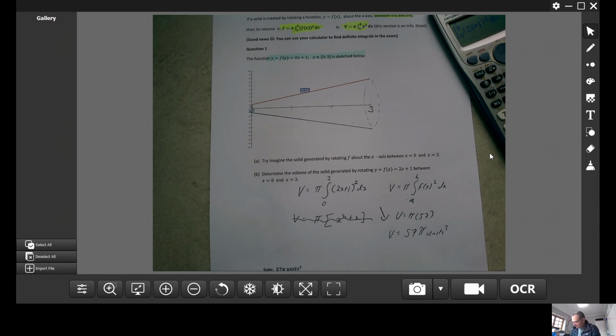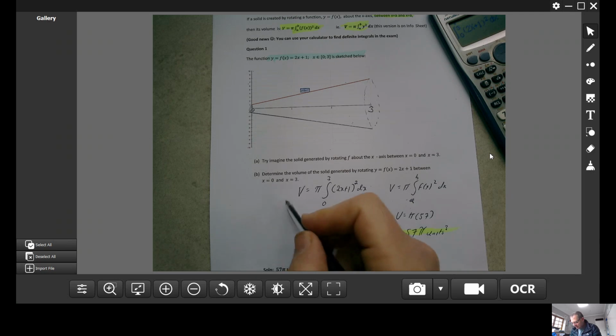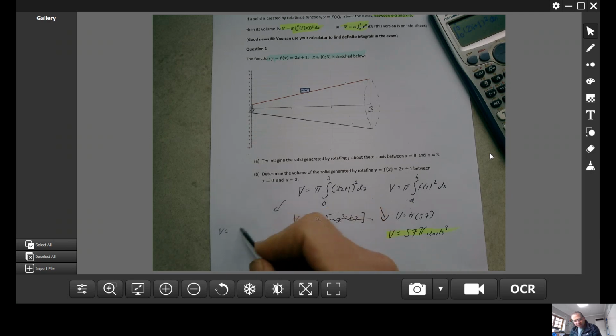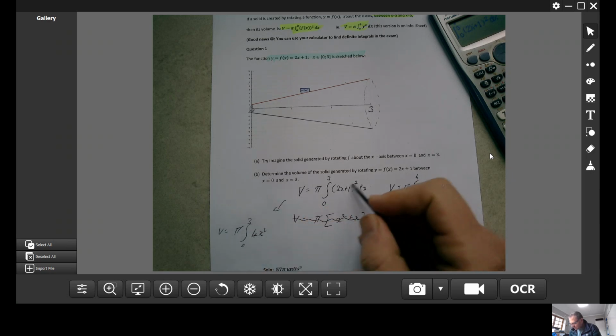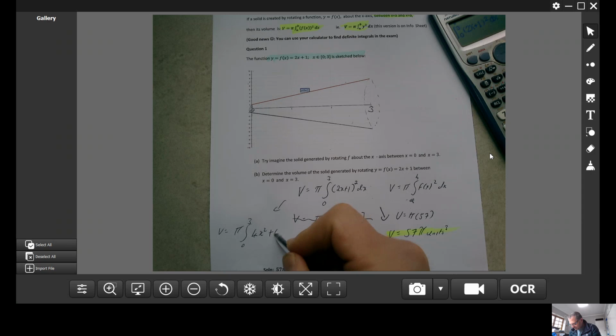Okay, so there's your answer, 57 pi units cubed. As I say, if you had to do it without a calculator, you'd just go volume is equal to pi, the integral between 0 and 3. You'd have to square that out, so you'd get 4x squared plus 4x plus 4 with respect to x.